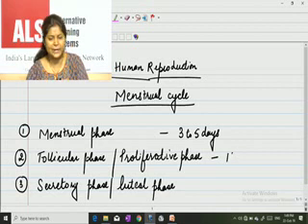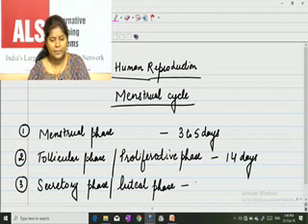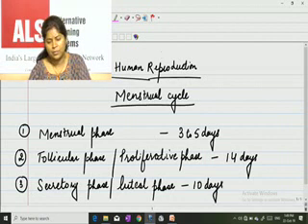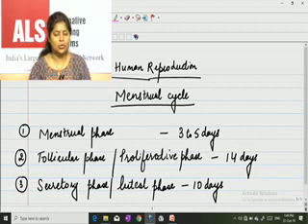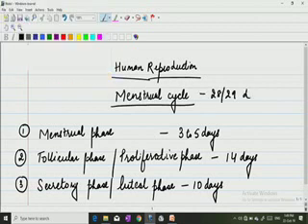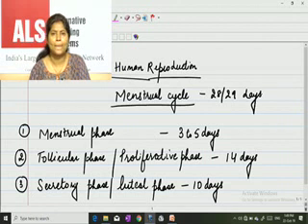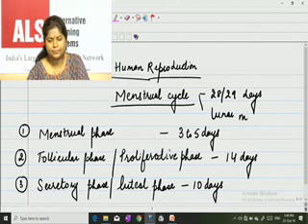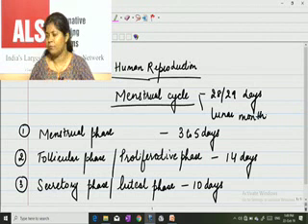The menstrual phase is about 3 to 5 days. The proliferative phase is about 14 days, and the secretory phase is almost 10 days. So the whole period of the menstrual cycle is 28 to 29 days. We call this whole period a lunar month, or the moon follows.